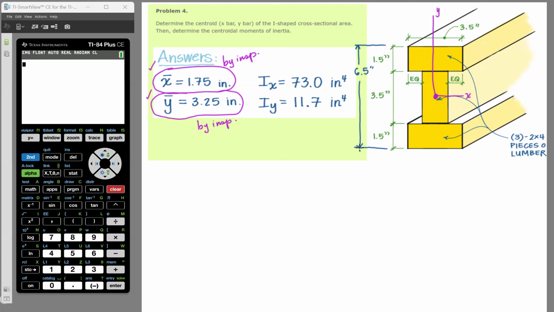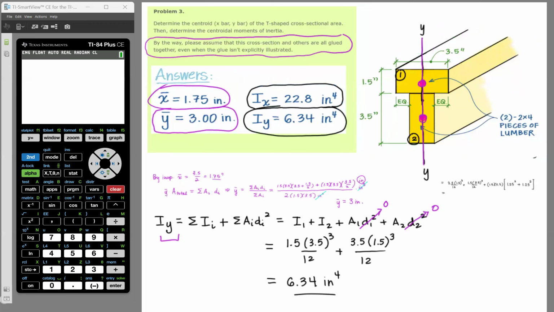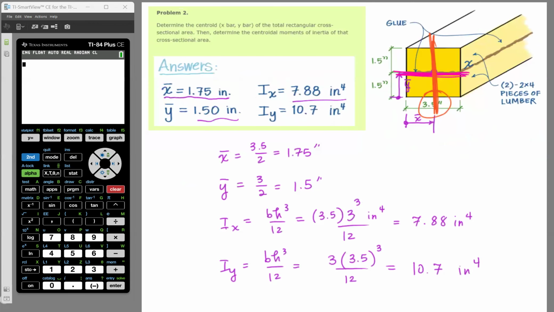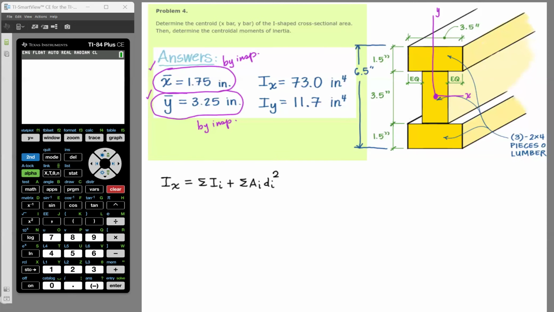Okay, let's do a moment of inertia about X. So what is Ix? Well, we have to use the parallel axis theorem. So the summation of the moments of inertia of each component about its own parallel axis plus the summation of the products of the areas times distance of each of those components. Don't forget to square. Make sure I wrote that properly. Good. Okay. That is what we want to do.